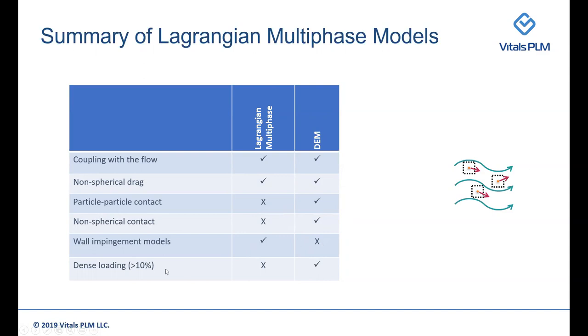Just to recall the general rule of thumb on the volume loading: when it is greater than 10%, the contact forces are significant, and the Lagrangian multiphase model cannot be the right candidate. In that case, DEM is the right choice.